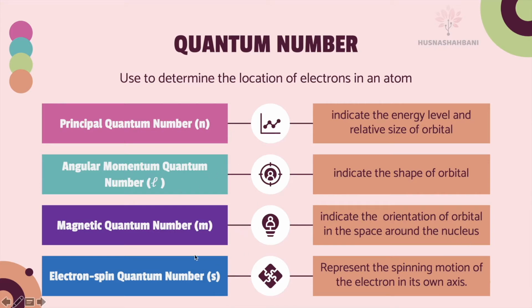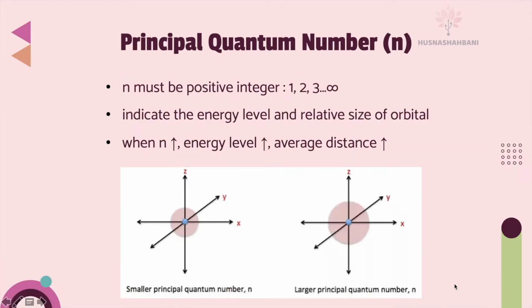Difference between L and M: L indicates the shape, but M indicates the orientation. It depends on the axis, x-axis, y-axis, or z-axis. You'll see in the next slide what is meant by orientation of orbital. Finally, electron spin quantum number represents the spinning motion of the electron on its own axis, whether it's clockwise or anti-clockwise.